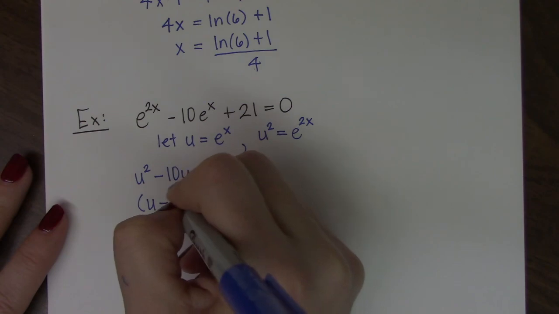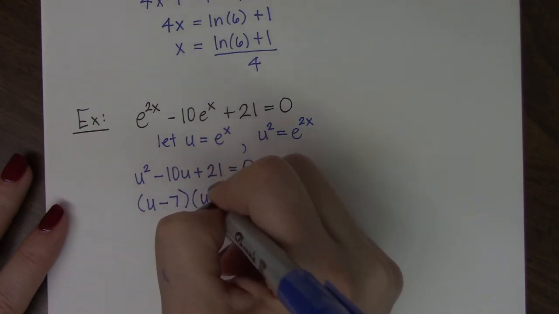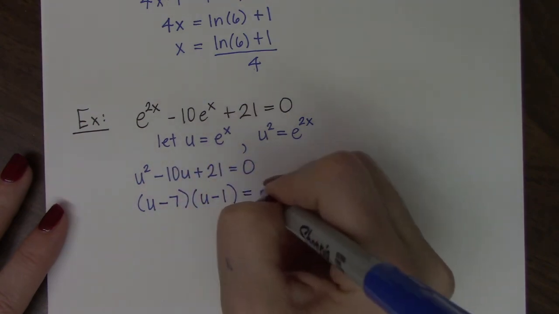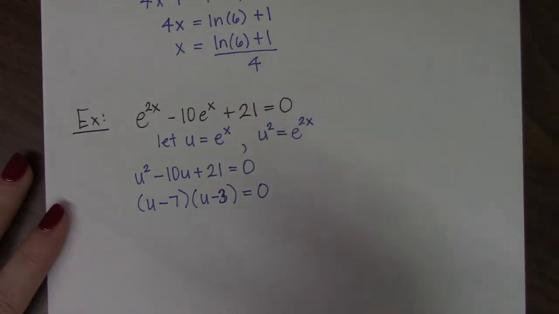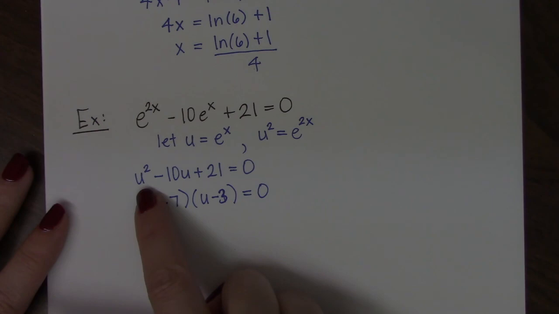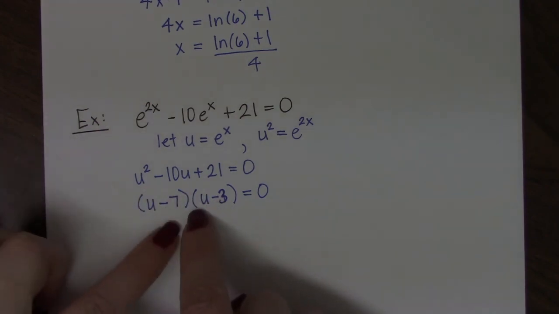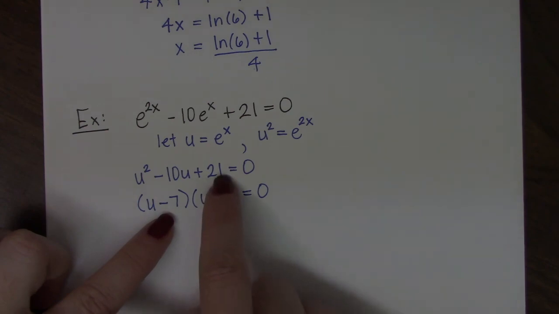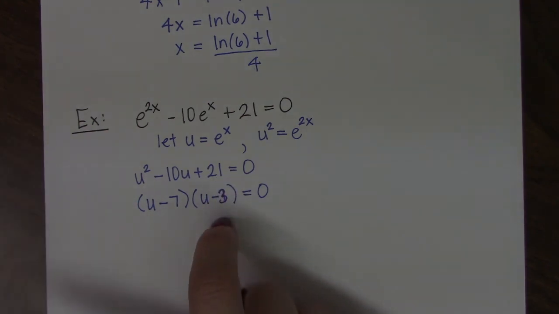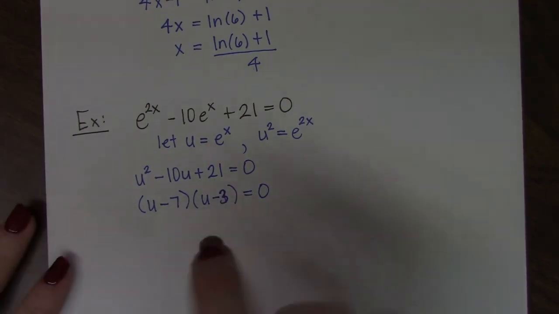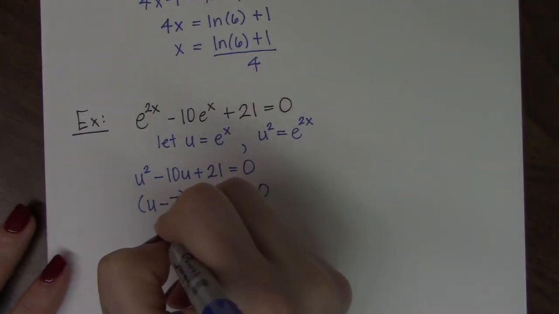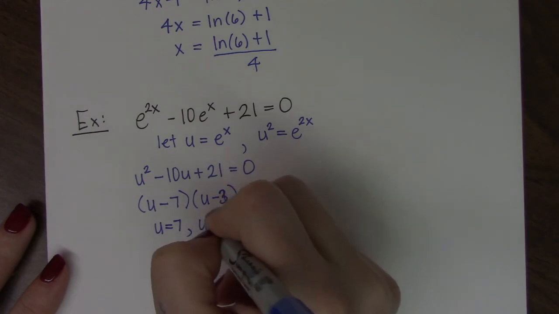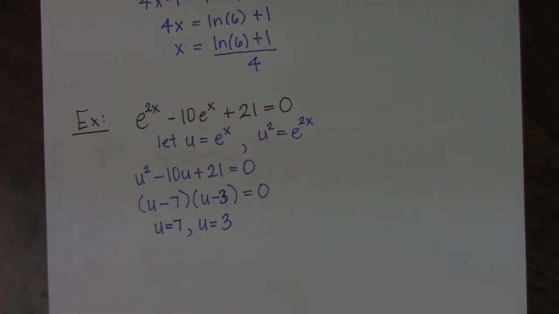So this does factor into u minus 1 and u minus 7, or excuse me, u minus 3. And I can check this. u times u is u squared. Negative 3u plus negative 7u is negative 10u. And negative 3 times negative 7 is 21. So this works. So now I'm going to set each piece equal to 0, and I'm going to get that u equals 7 and u equals 3.